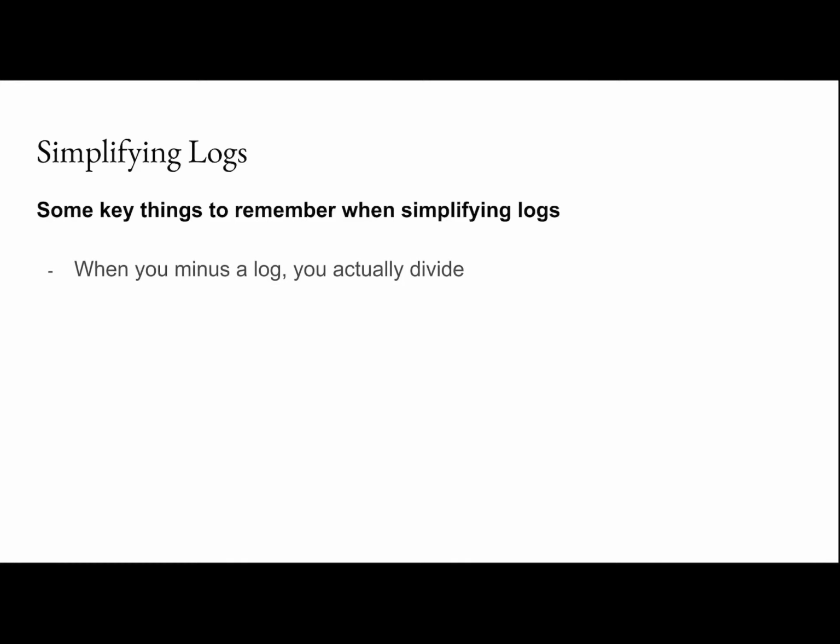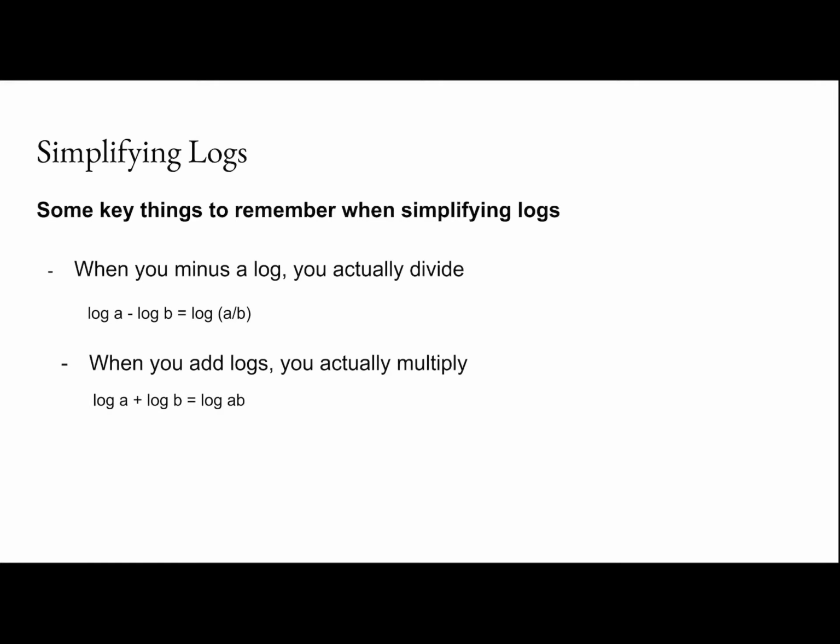So for example, if you have log A minus log B, you get log of A divided by B. If I have log 10 minus log 5, that will give me log 2. Next thing to remember, when you add logs, you actually multiply. Once again, this only applies if the base is the same. So if I had log A plus log B, then the result would be log A times B.